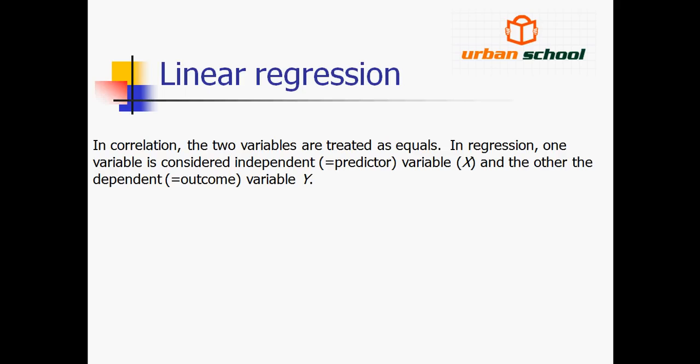First is considered as an independent variable, also called the predictor, and the other variable is called dependent, or the outcome. So in the further discussion we will consider x as the independent variable and y as the outcome, that is the dependent variable.